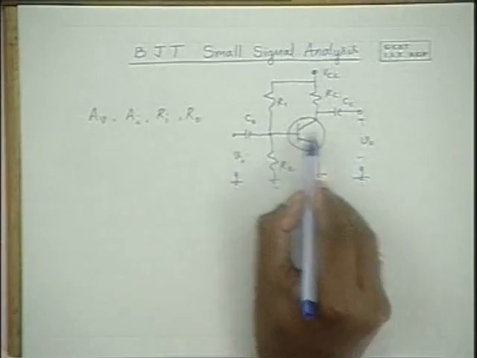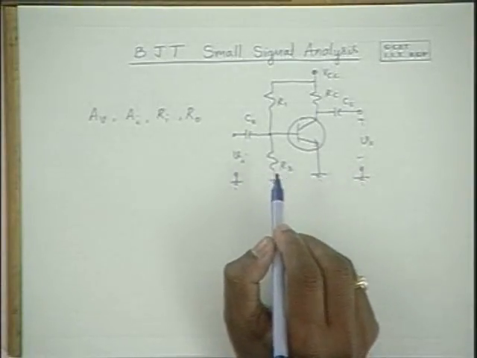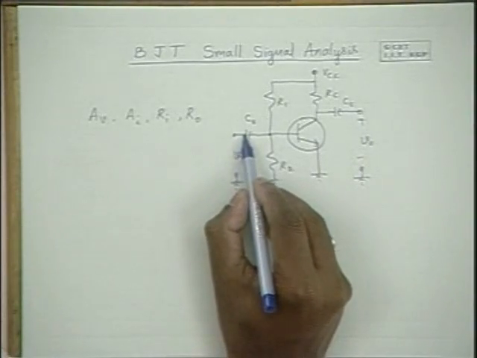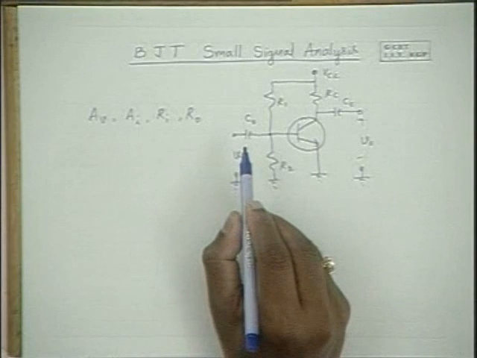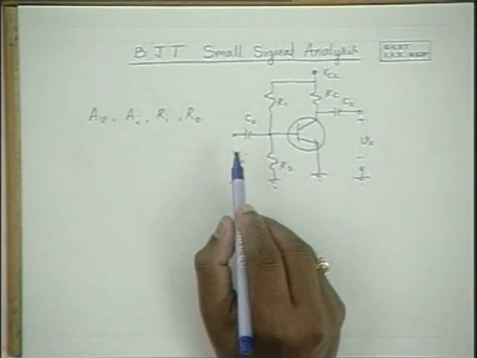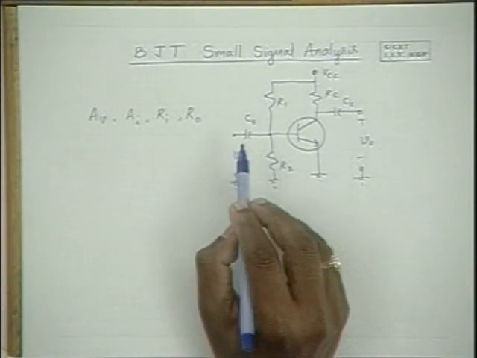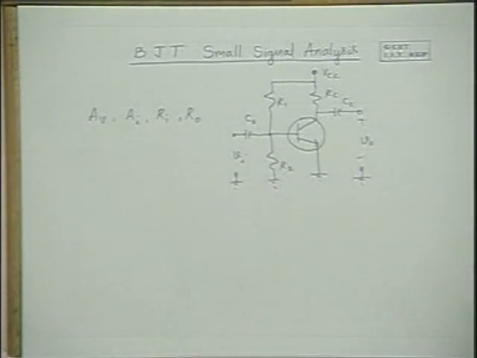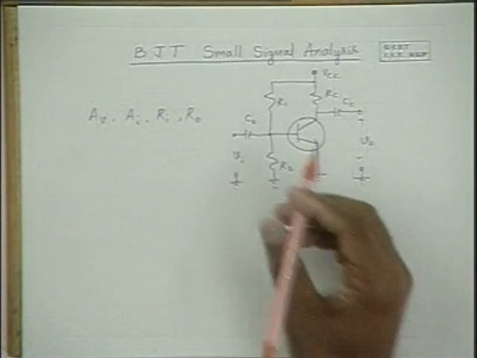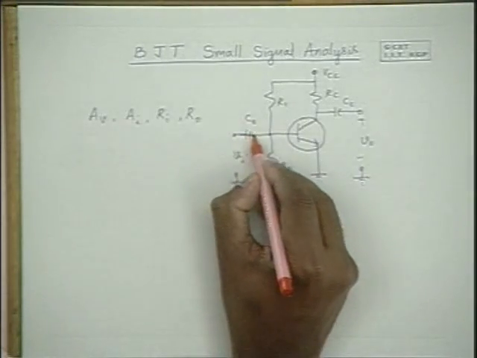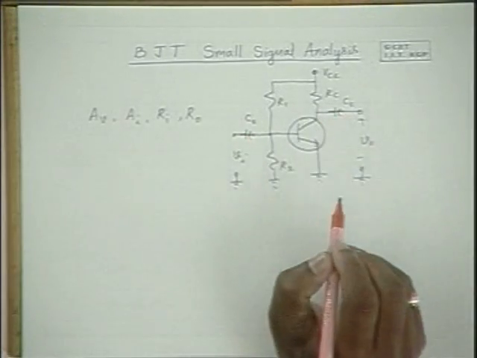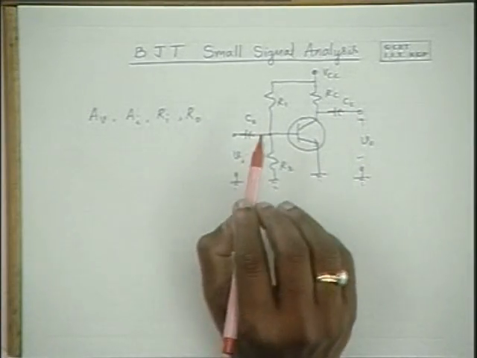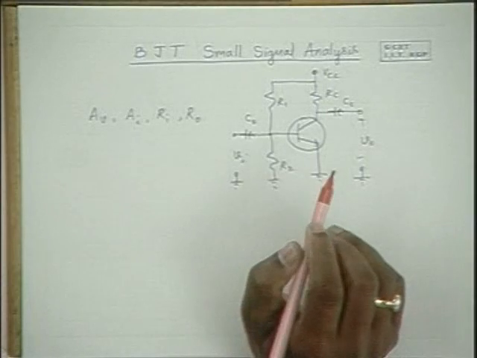As far as the coupling capacitors are concerned, at mid-band frequencies, the impedance offered by the coupling capacitors is negligibly small. Therefore, we can replace them by a short circuit. For alternating signals, this can be replaced by a short circuit. So this is one simplification which we can bring in.